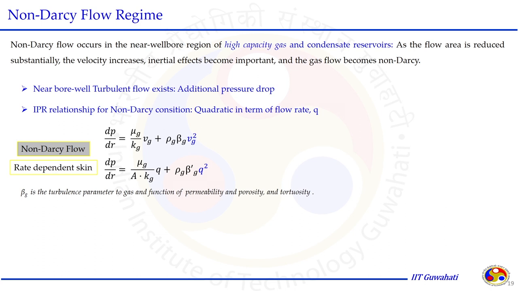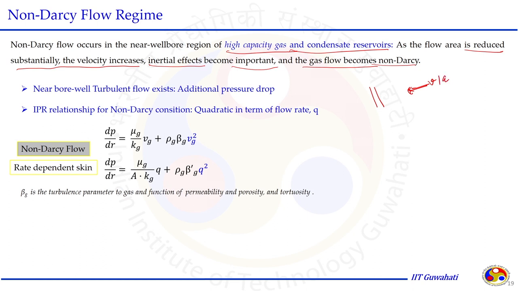Similarly, another parameter is the non-Darcy condition, which actually happens in high capacity gas reservoirs or condensate reservoirs. As the flow rate is increased substantially, the velocity increases, the inertial effect becomes important, and then the gas flow becomes non-Darcy. So what does it mean? Away from the well, this is our well, gas is moving towards the production well and it has a velocity V or a flow rate Q.